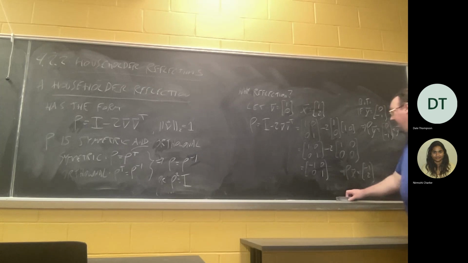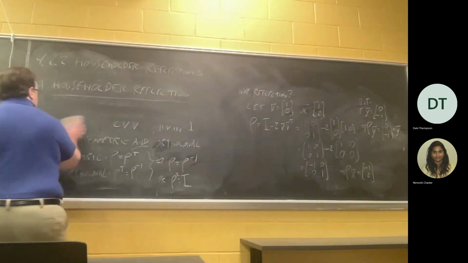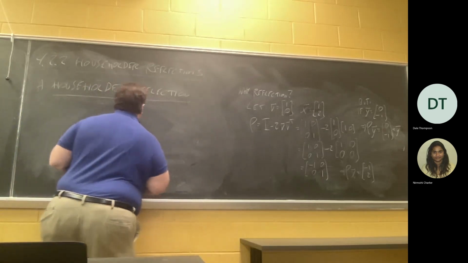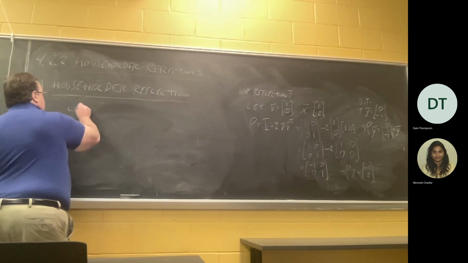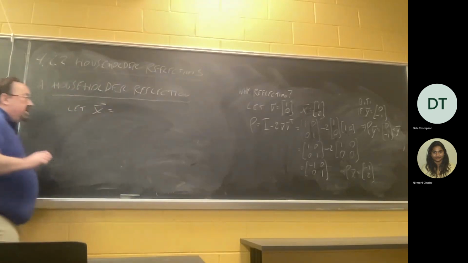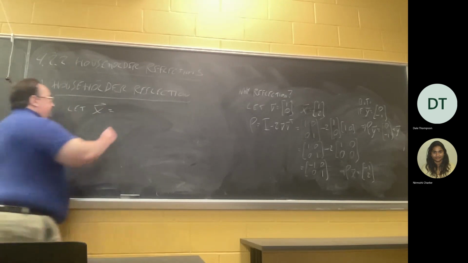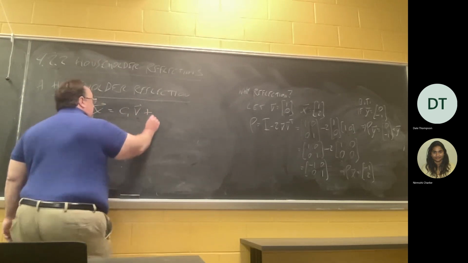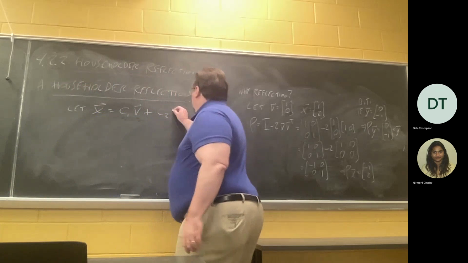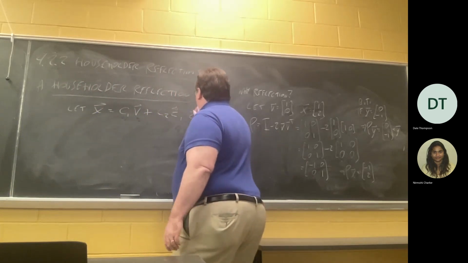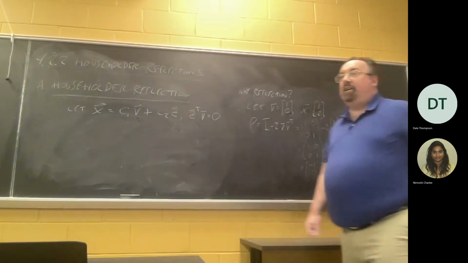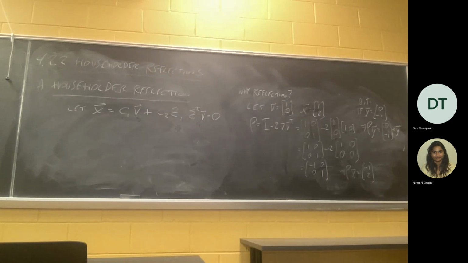Now, more generally, if I have any vector x, there is a unique decomposition of x into a scalar times v plus another scalar times, I'll call it z, where z is orthogonal to v. This is what's called orthogonal projection.